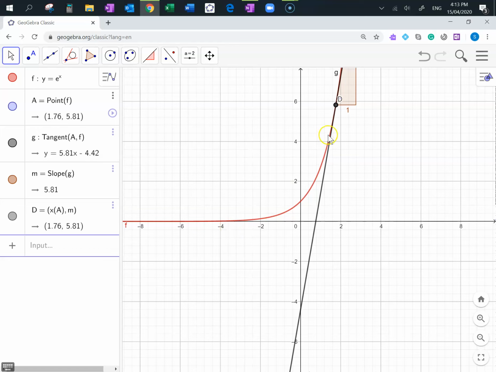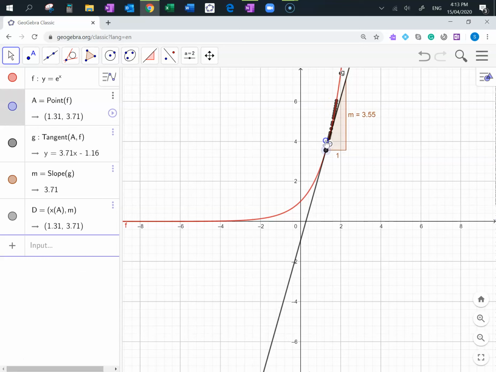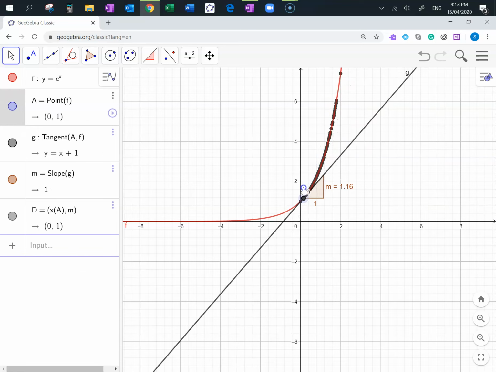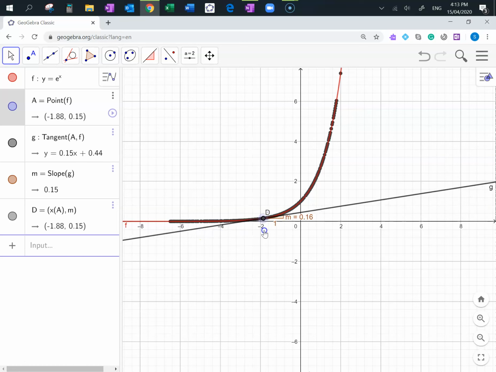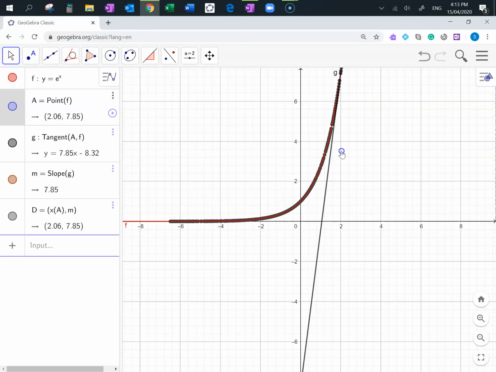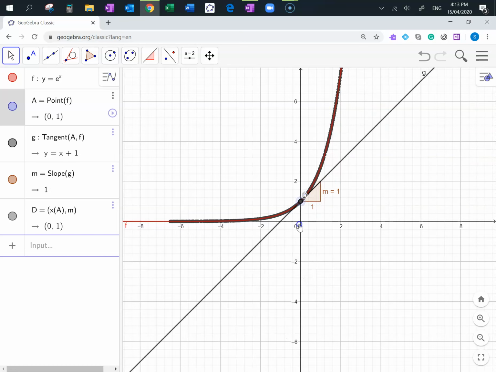Now, it seems like I've got a point over here where the point D, the gradient point, and the point A seem to be on top of one another. So let me run this point down here and we'll see what the gradient function looks like. And I run it down, and this is what you notice. Ooh, hang on. The gradient function for e to the x is itself e to the x.